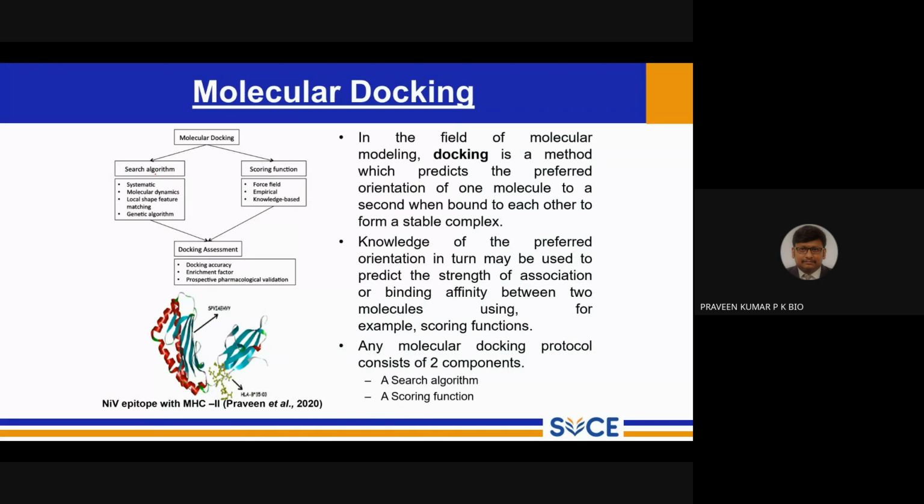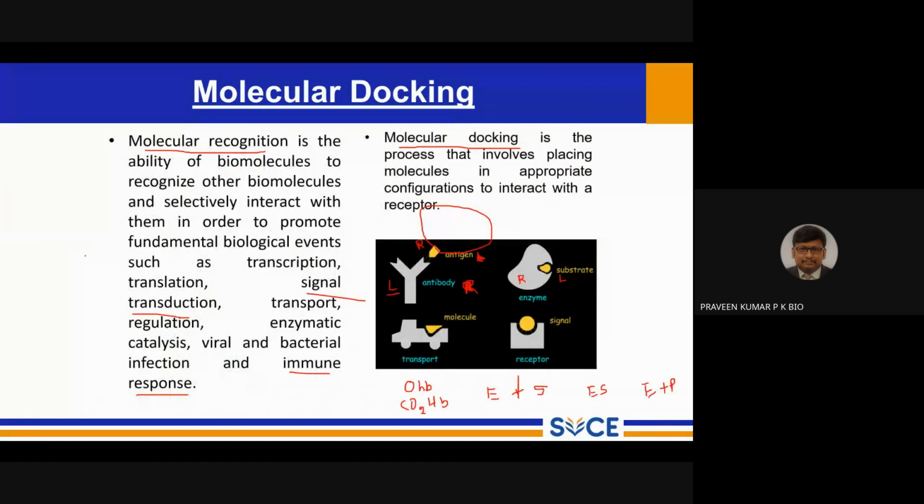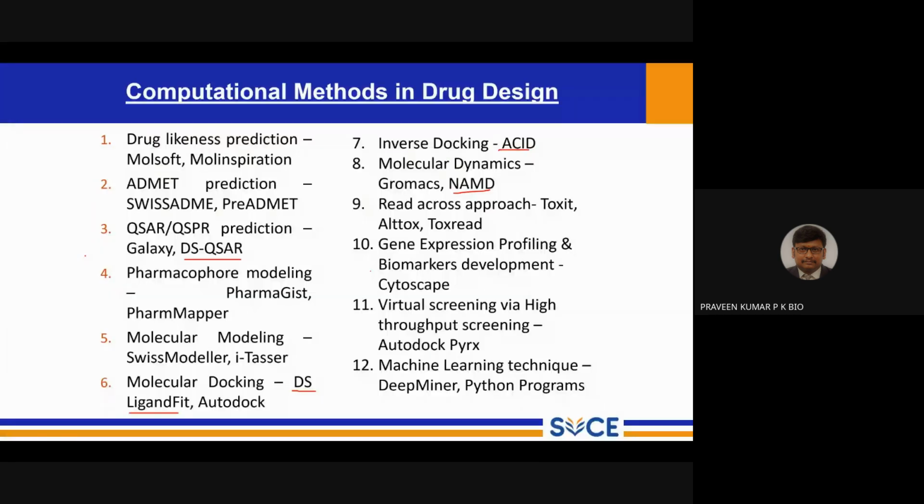If you see molecular docking, majorly you have to remember two steps. One is the search algorithm, and the second is the scoring function. We have freewares like AutoDock for docking a ligand with a receptor. But if you check the commercial softwares, I generally prefer docking with Discovery Studio. In Discovery Studio, we have a tool called Discovery Studio LigandFit. I told you, Discovery Studio LigandFit.